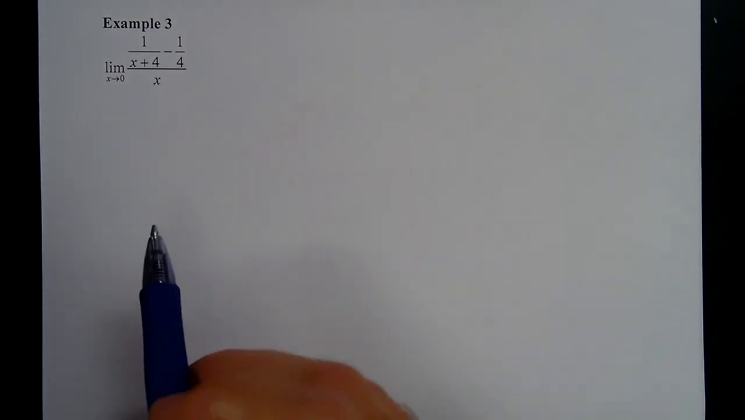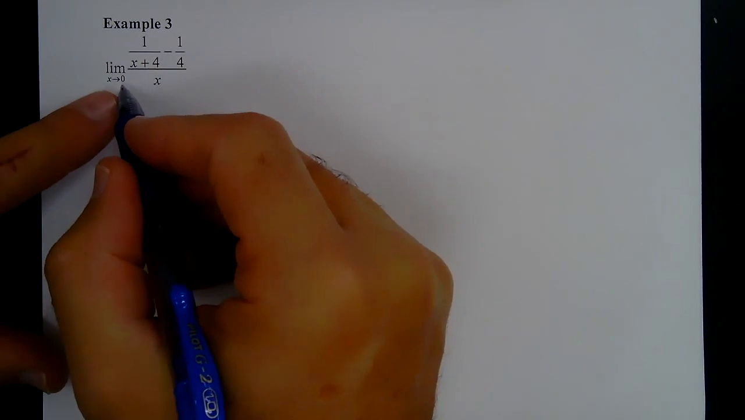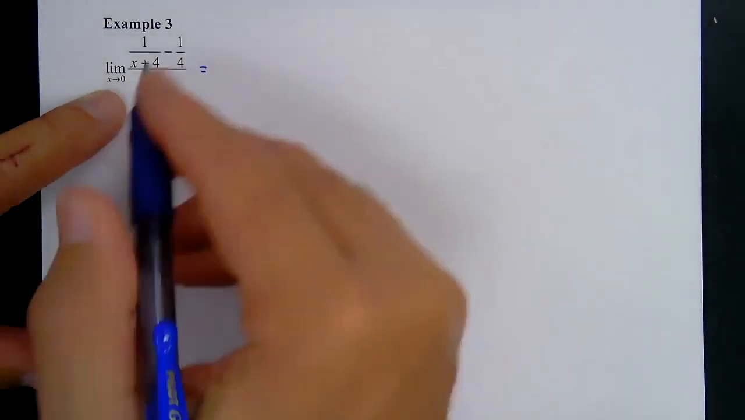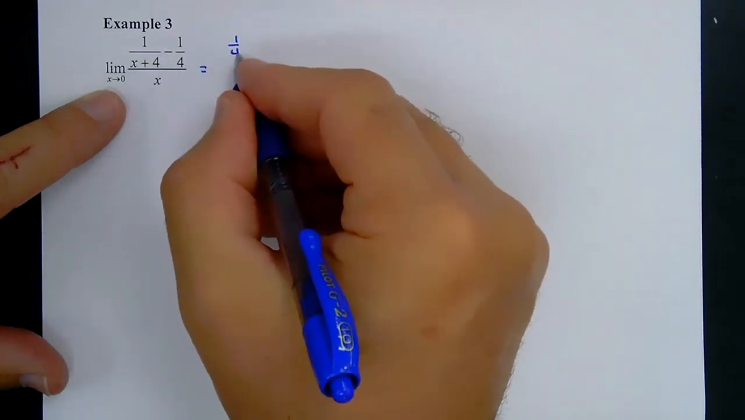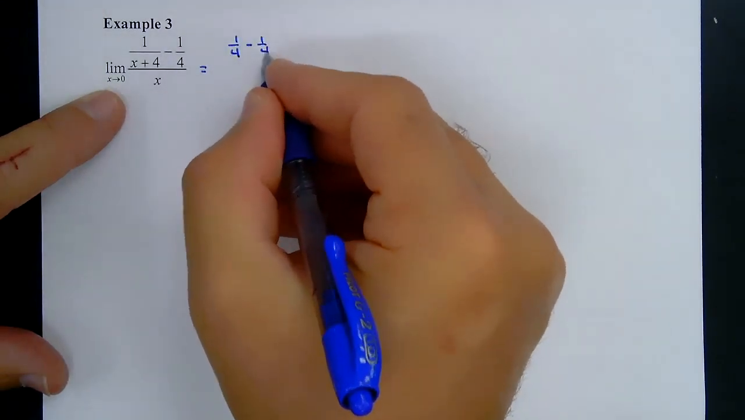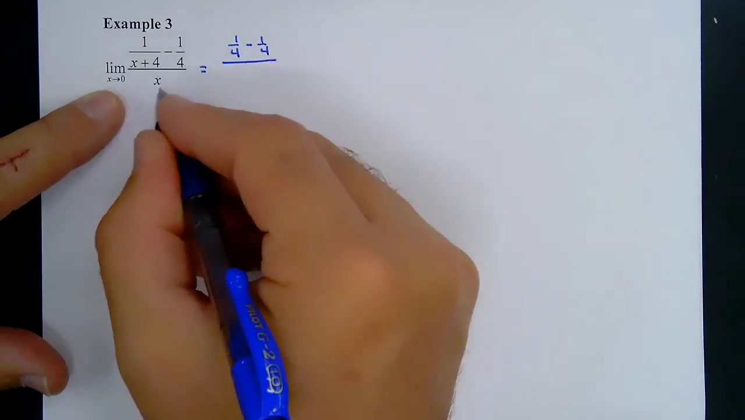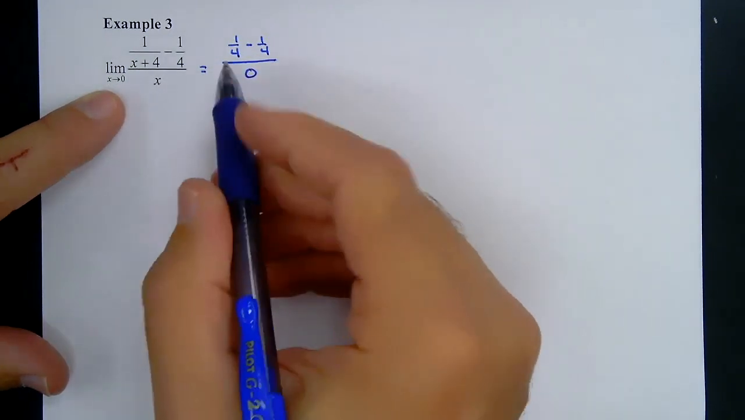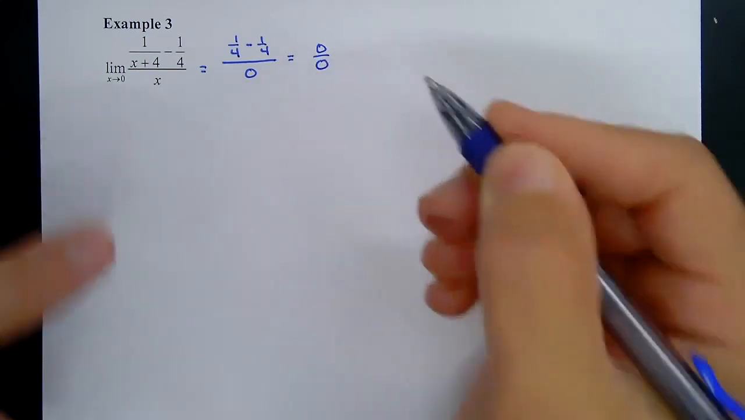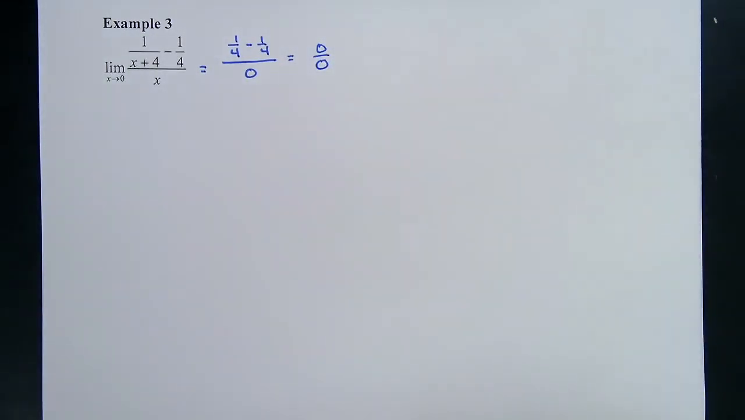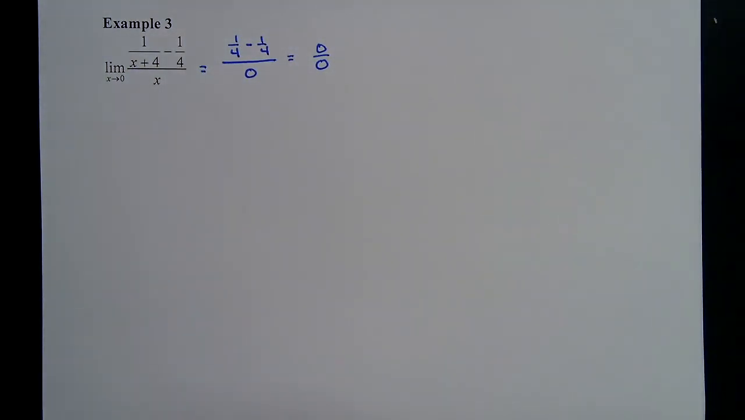Okay, so for this problem, let's try to do direct substitution. If we put 0 in for x, this first one becomes 1/4 minus 1/4 over, and we put 0 right here for the x, right? And so 1/4 minus 1/4, look what happens. We get 0 over 0. So that's a problem, right? That's going to be a hole, okay?